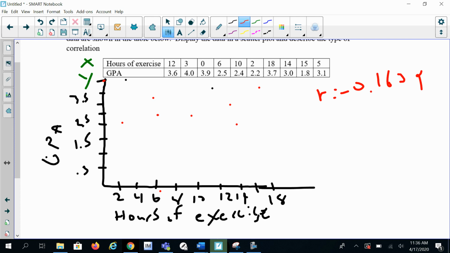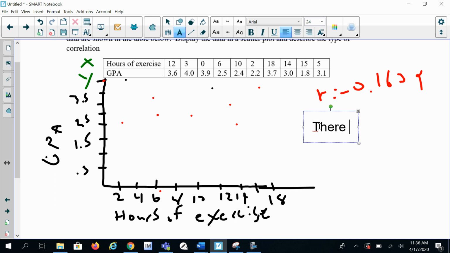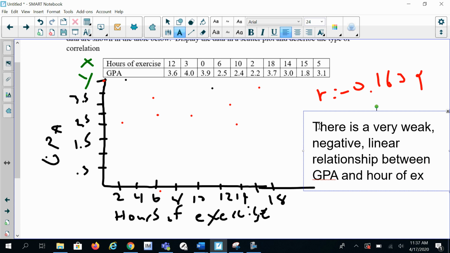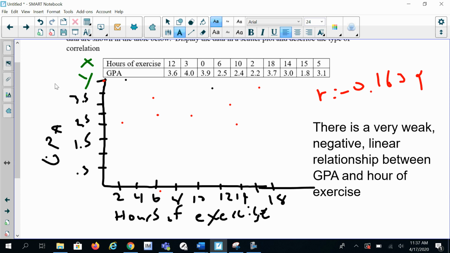So we're describing our correlation for this. Okay. I would say there is a very weak negative linear relationship between GPA and hours of exercise, which I suppose makes sense. I don't know how much exercise you can do to affect GPA. So yeah, there's like nothing going on here, but that's how we would describe it.